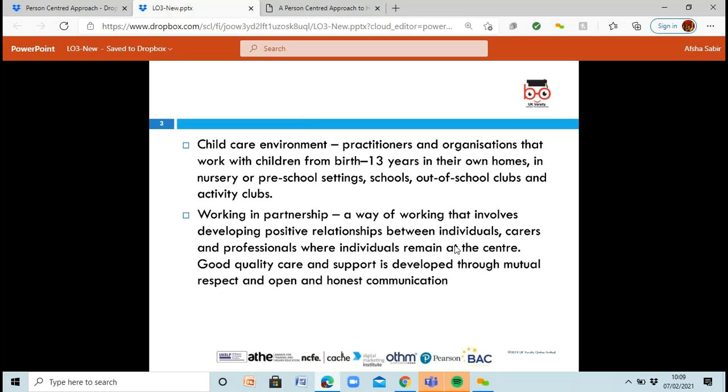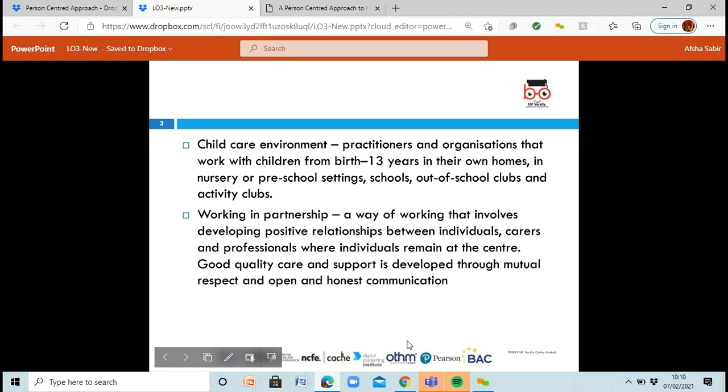Then we've got another 2. We've got childcare environment. This is where practitioners and organizations will work with children between 1 to 13 years. So this is things like nurseries, schools, after-school clubs, breakfast clubs, any type of activity clubs, like you might have karate or swimming or Boy Scouts, any of those type of clubs where a child is being cared for between 1 to 13 years of age. Sorry, birth to 13 years.